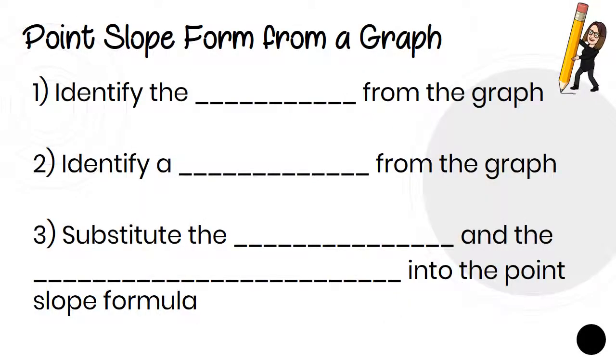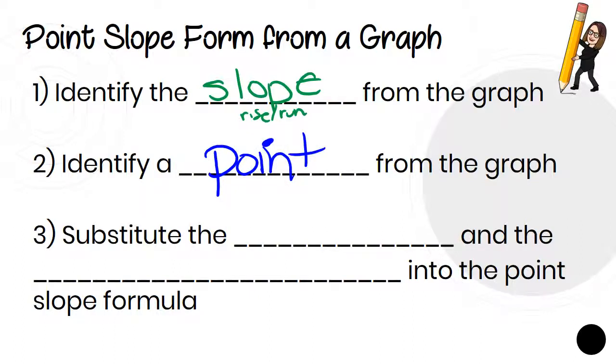Let's take a look at the next set of steps for point-slope form from a graph. Your first step is to identify your slope from the graph again. So again, you're looking for your rise over run. Next, you're going to identify a point on the graph. It can be any point. So here's what's fun. Some of you might pick different points and you'll still be right. Step three is to substitute the slope and the point into the point-slope formula.